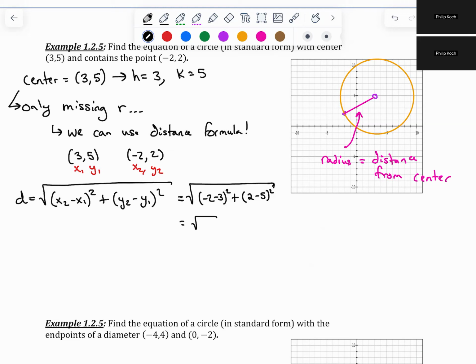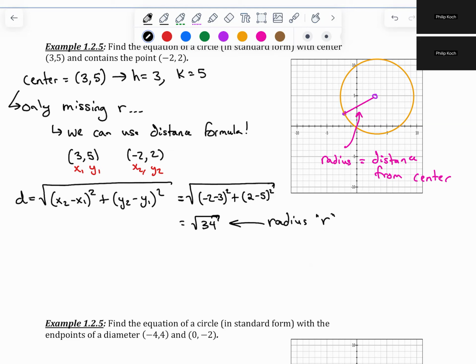Just in case, because I want it to be 36. But no, it's 34. I want it to be 36 because then it'll be a perfect square, but it's not. Sometimes life is like that. That's the radius. So we have everything we need.